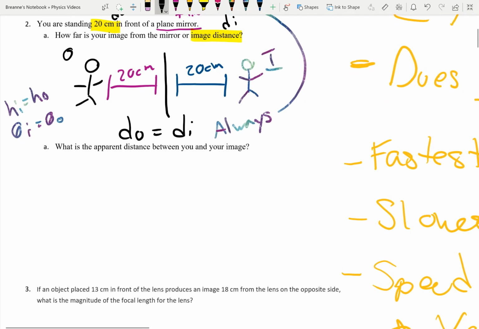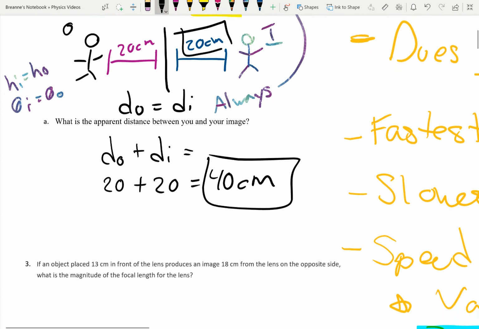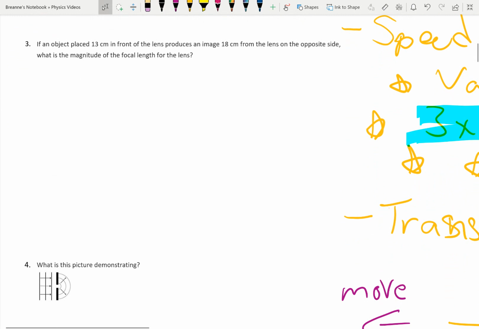What is the apparent distance between you and your image? You're trying to figure out how far you, the object, and the image are from each other. So you just have to add that up. DO plus DI: your DO is 20, your DI is 20, so you get 40 centimeters as your answer.